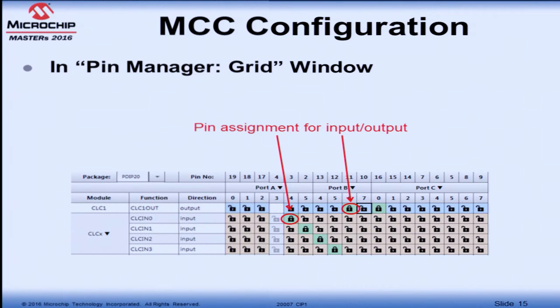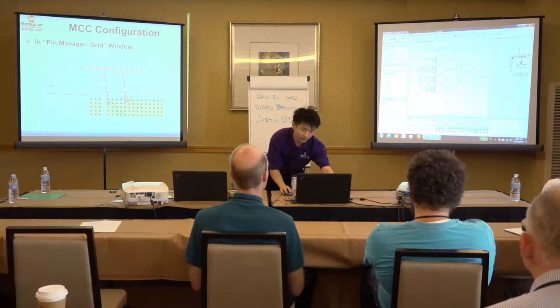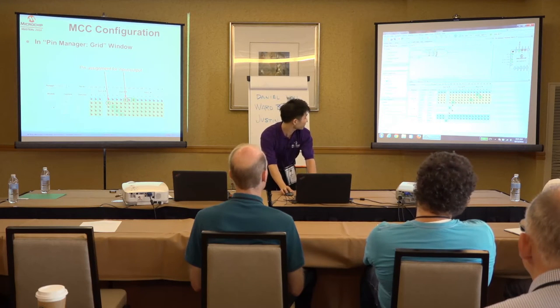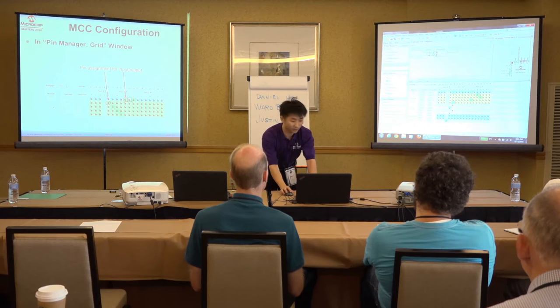One thing I forgot to demo is the pin manager grid at the very bottom. Here you can select your CLC input to be an I/O pin. And then on the CLC out, you can select whatever pins you want to be output. You can even select multiple pins to be output.